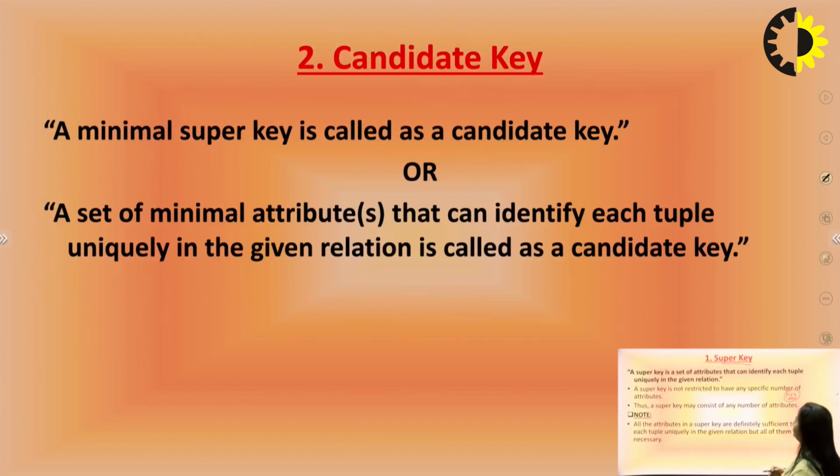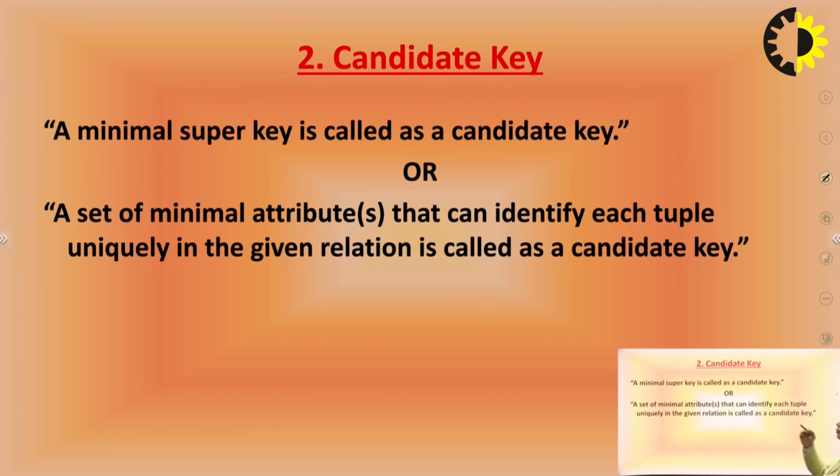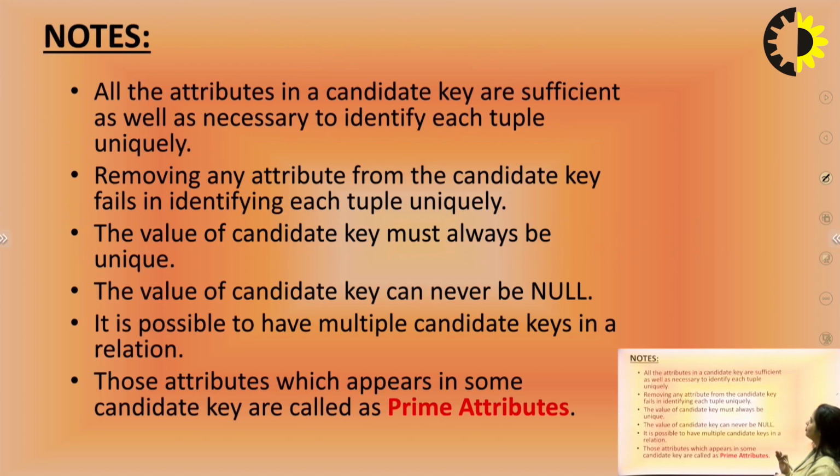So what is the definition of candidate key here? A minimal super key is called a candidate key, or the most efficient super key is known as the candidate key. One more definition: a set of minimal attributes that can identify each tuple uniquely in a given relation is called a candidate key, or one whose any proper subset is not a super key is known as the candidate key. So this is the concept of candidate key.